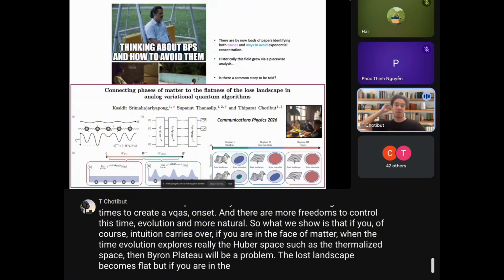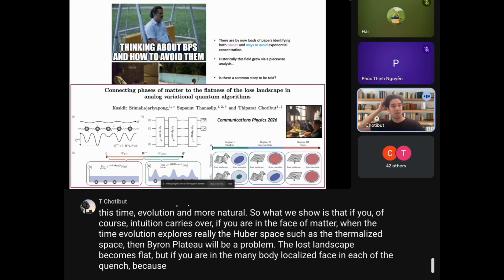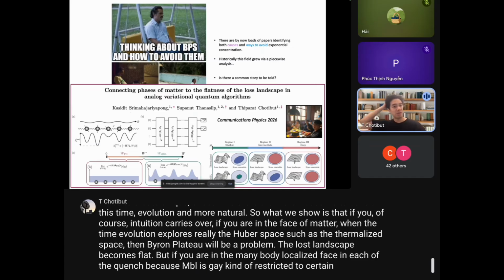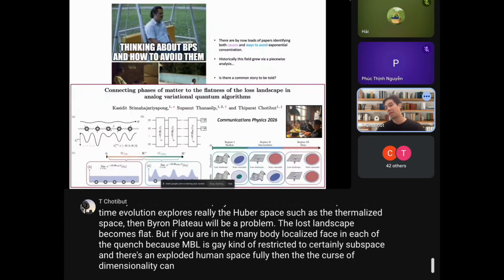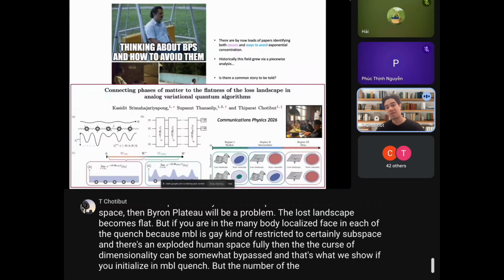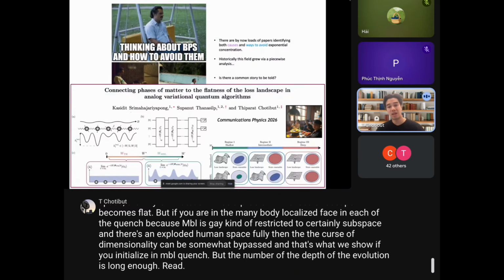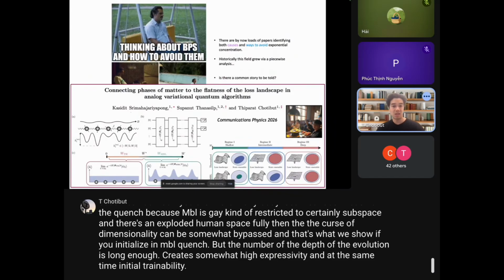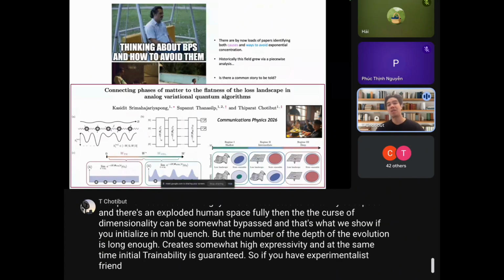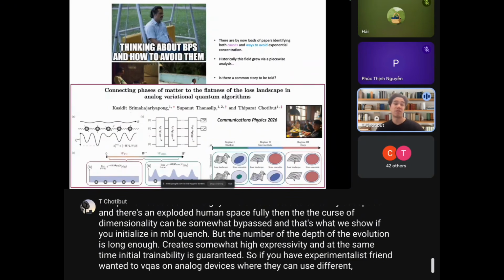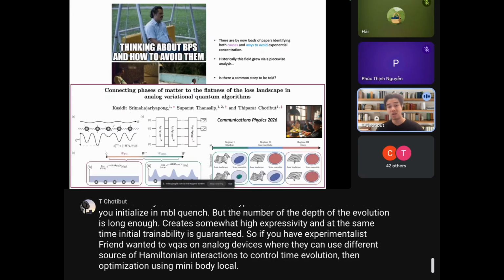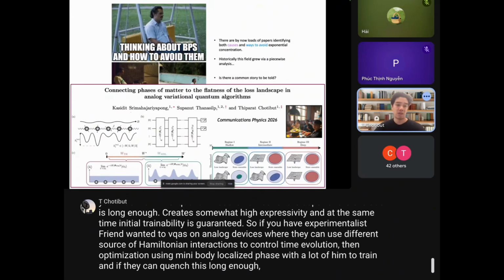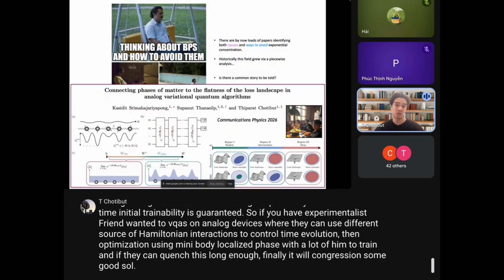But if you are in the many-body localized phase in each of the quenches, because MBL is kind of restricted to certain symmetry subspace and doesn't explore the Hilbert space fully, then the curse of dimensionality can be somewhat bypassed. And that's what we show: if you initialize in an MBL quench, but the depth of the evolution is long enough, you could reach somewhat high expressivity, and at the same time, initial trainability is guaranteed. So if you have an experimentalist friend who wants to do VQAs on analog devices where they can use different sorts of Hamiltonian interactions to control time evolution, then optimization using the many-body localized phase would allow them to train. And if they can quench this long enough, finally it will converge with some good solution. So that's what we show in this paper.